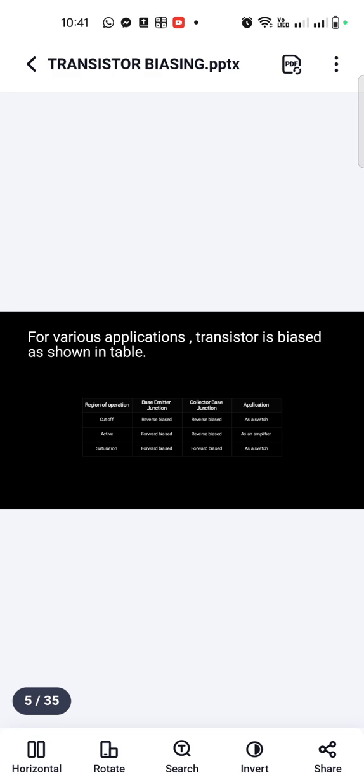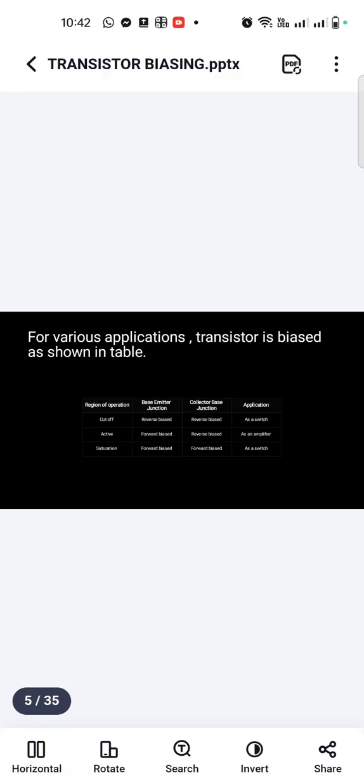Okay, next one, if the input is forward biased and the output is reverse biased, now the transistor is operated in the active region. Here, where we apply this, if we need an amplifier, we can use it this way. Okay, then the next one is saturation. Here also the input is forward biased and the output is also forward biased. Okay, both should be forward biased. In this case, the transistor is operated in the saturation region, and where we use this, it also acts as a switch.